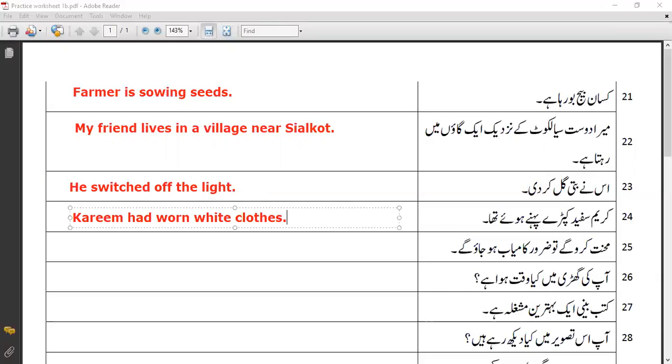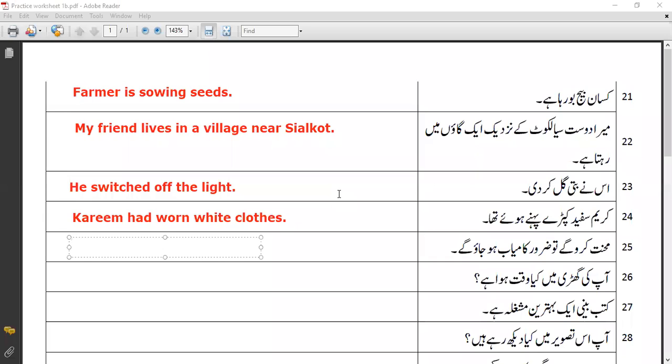So that is why I'm trying to bring a verb that is quite commonly used, and that is wear, W-E-A-R, wear. And then the third form, if you consider this sentence as past perfect, would be the past participle form, or the third form, which is worn. So we say wear, wore, and then worn. So Kareem had worn white clothes or white dress. Okay, coming to the next one.